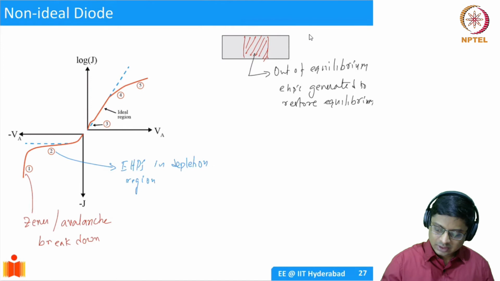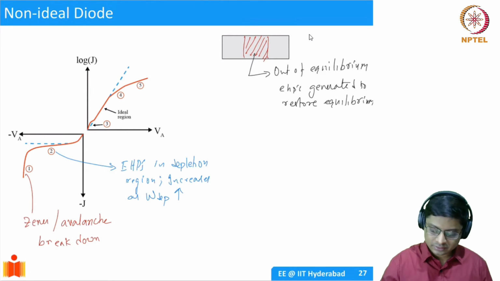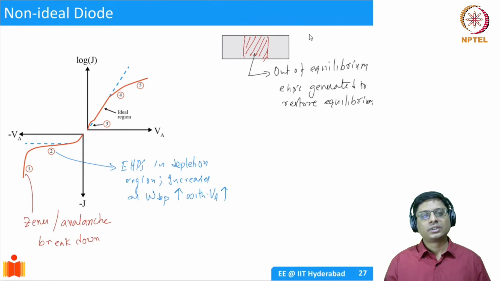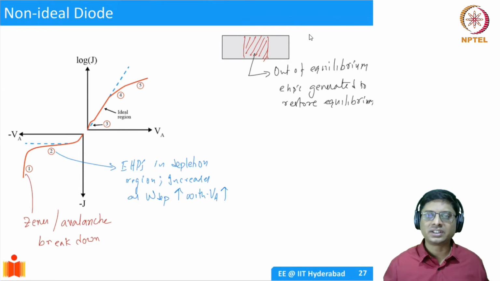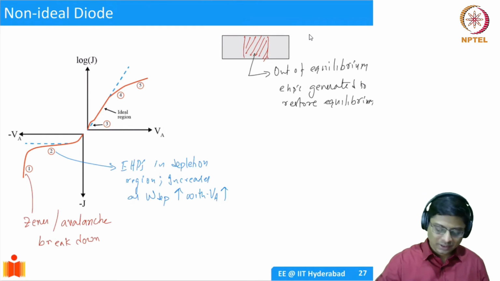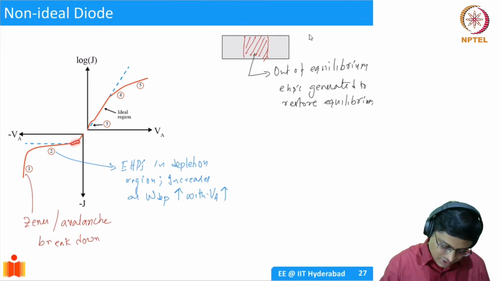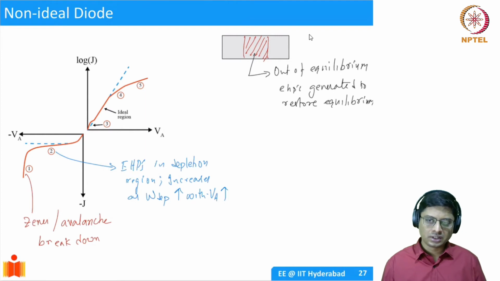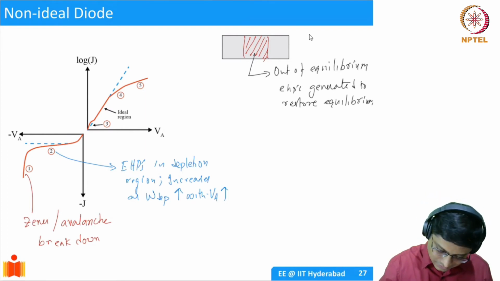Basically, this increases as W depletion increases with V applied increasing in the negative direction, right? So as we go to more and more negative voltages, the depletion width increases. So more and more electron hole pairs are getting generated, and that's why there is this gradual change in the current. So this section we call electron hole pair generation in the depletion region. Okay, here electron hole pairs generated.